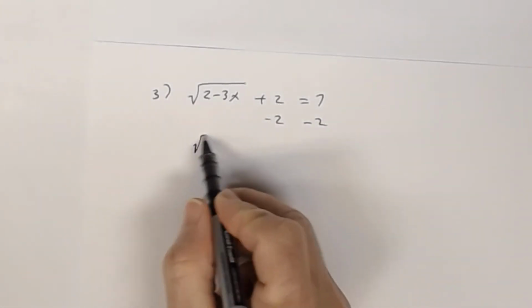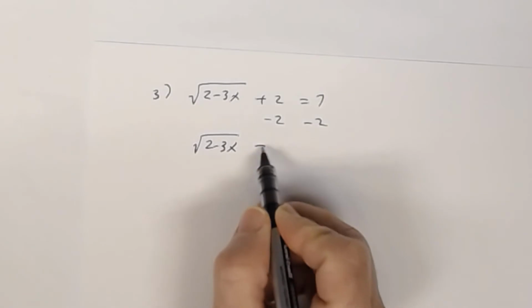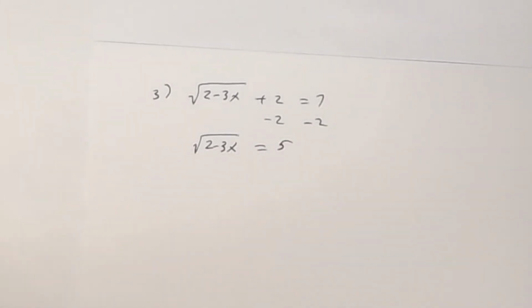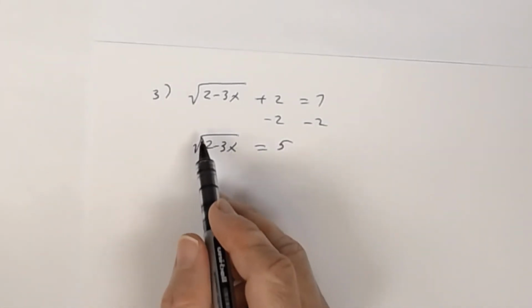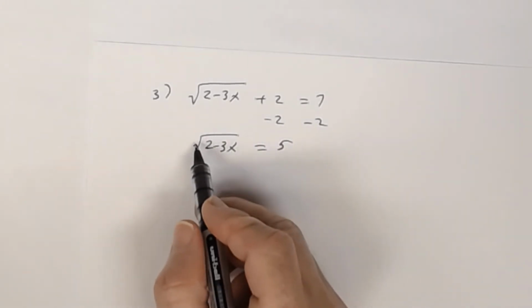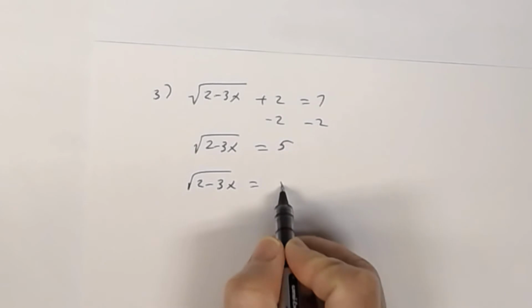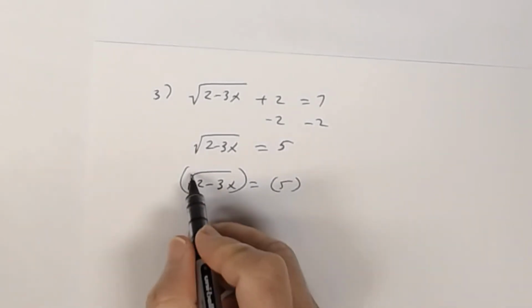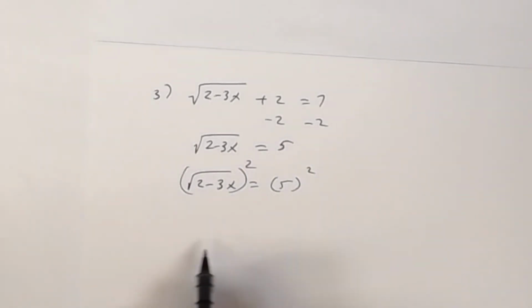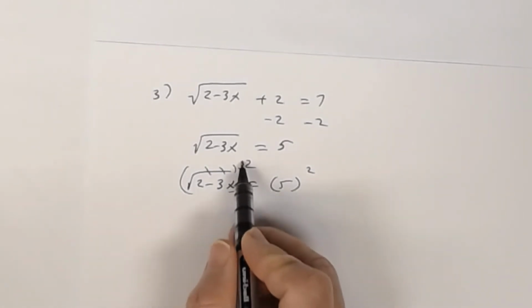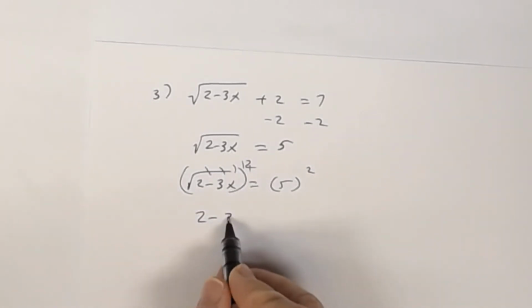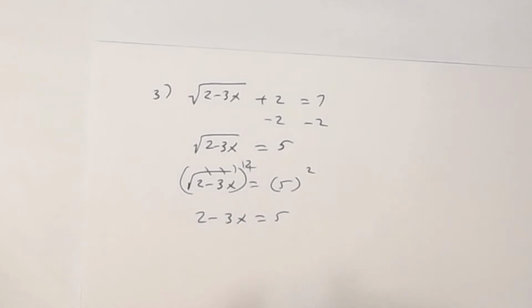So then I get the square root of 2 minus 3x is equal to 5. Now, remember, to get rid of that square root symbol, I'm going to raise both sides to a power equal to the index. Well, the index is 2, so I'm going to square both sides. And so when I square both sides, the square and the square root cancel each other, so you get 2 minus 3x is equal to 5, right?